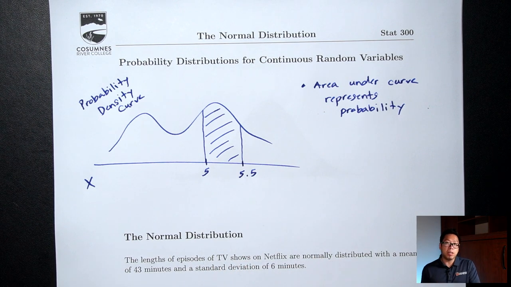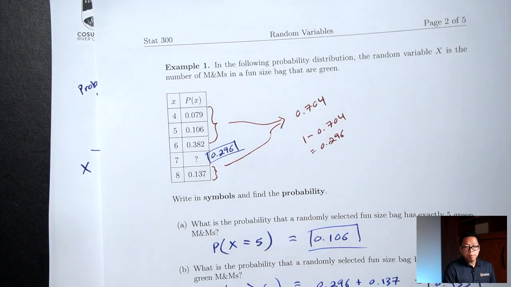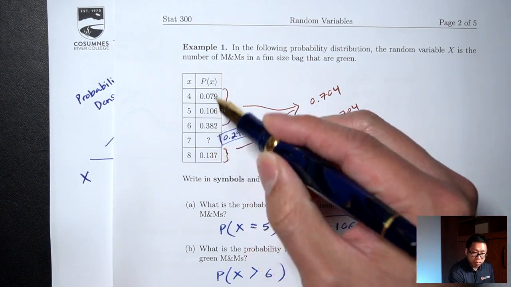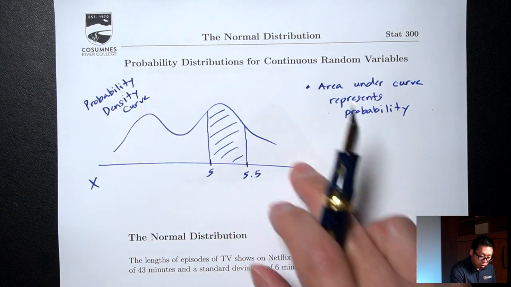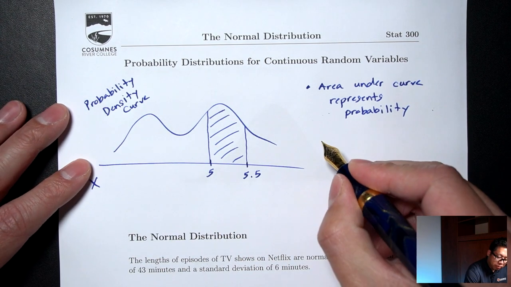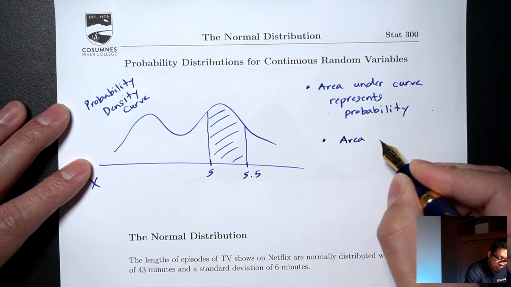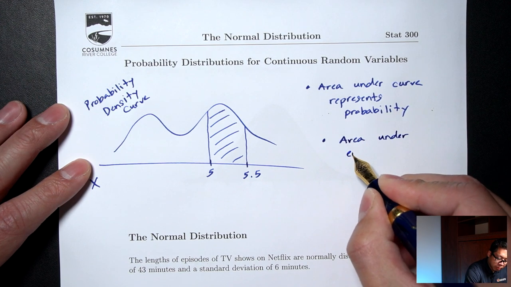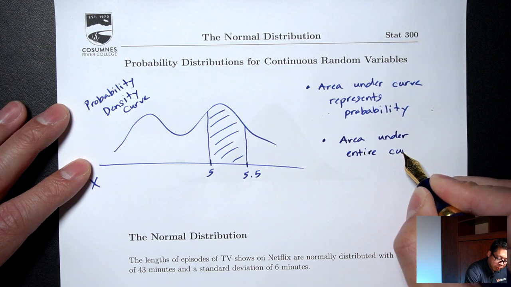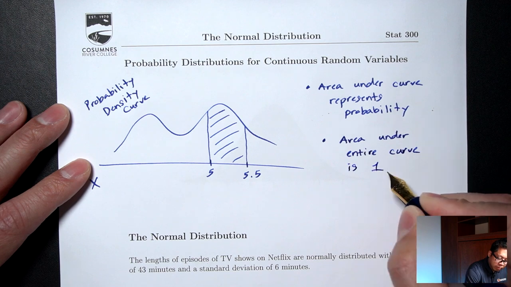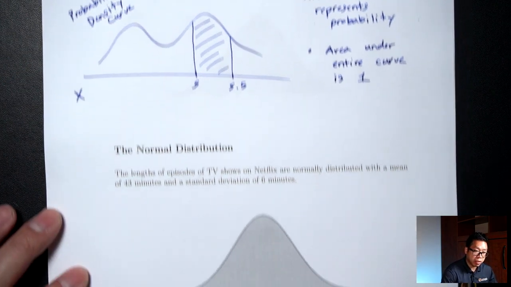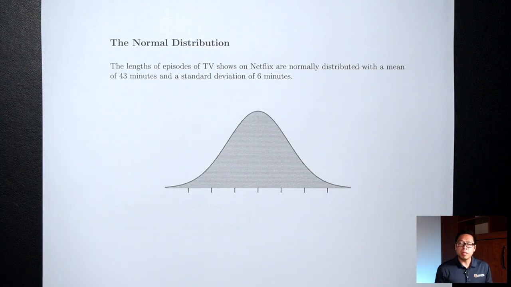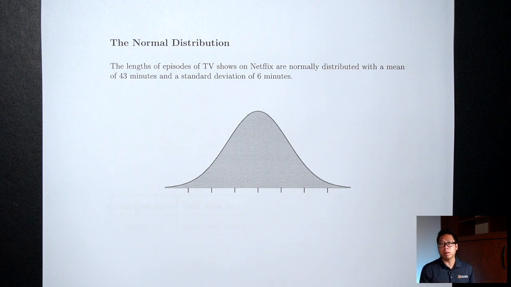Now, when we talked about discrete random variables, I said that if you added up all the probabilities, you should always get one. Similar thing here. If you looked at the area under the entire curve, you should get one. Now for us, the main curve that we'll be talking about is a curve that looks like this. And this is a curve that we've seen before. We saw this curve when we talked about the empirical rule. So let's do a little recap of the empirical rule.